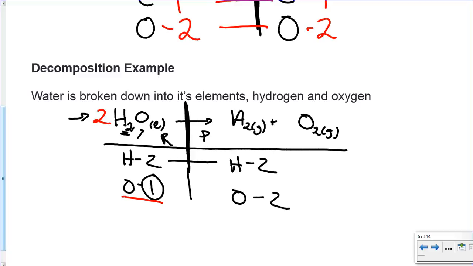Okay, now what the 2 does is it distributes into both of these. So now we have 2 times 2 gives us 4 hydrogens. And now we have 2 oxygens. Good, you finally balanced the oxygen.